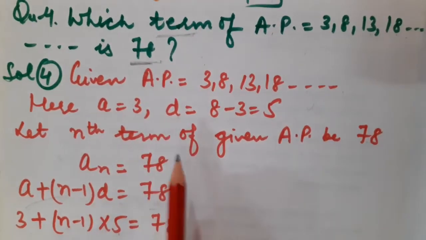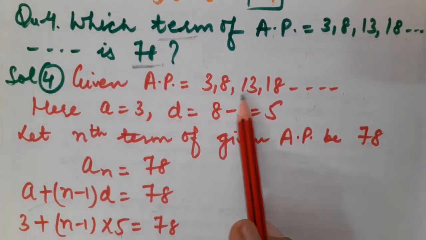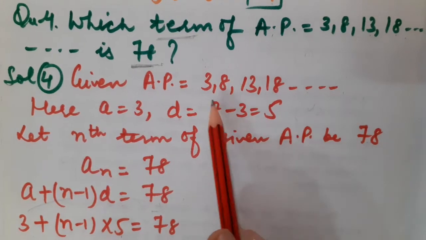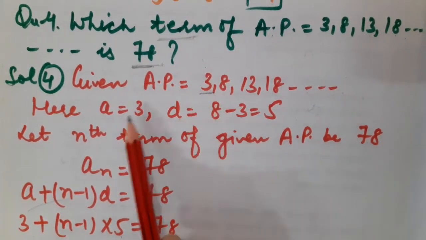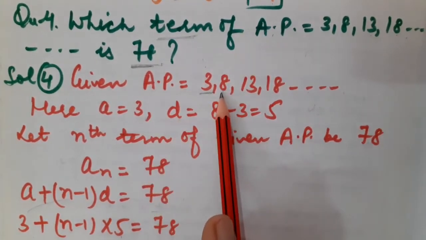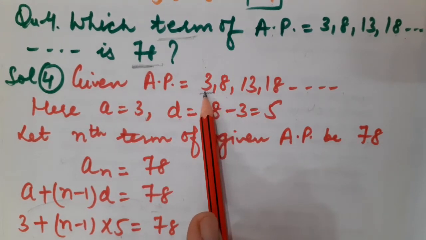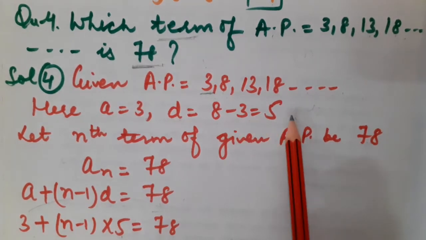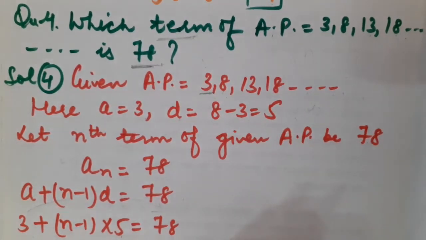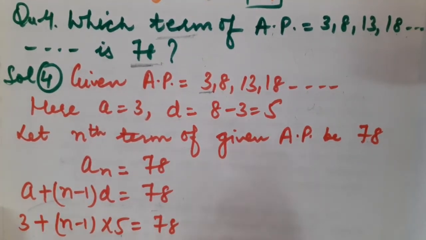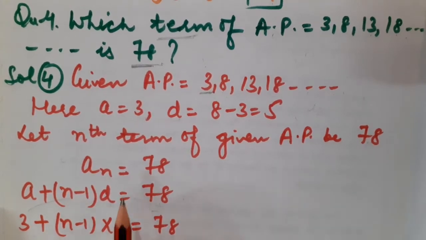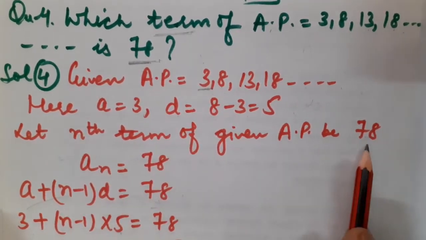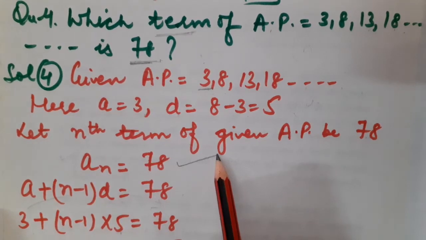Correct? So the given AP is 3, 8, 13, 18 and so on. So children, what is A? Of course 3. What is the common difference? That is succeeding minus preceding, or I should say A2 minus A1. That is 8 minus 3 is equal to 5. So as I told you, it is said in the question which term of this given AP is 78. So I am just going to assume it. Let it be the nth term because I do not know what n is here. So let the nth term of the AP be 78, means An is equal to 78.